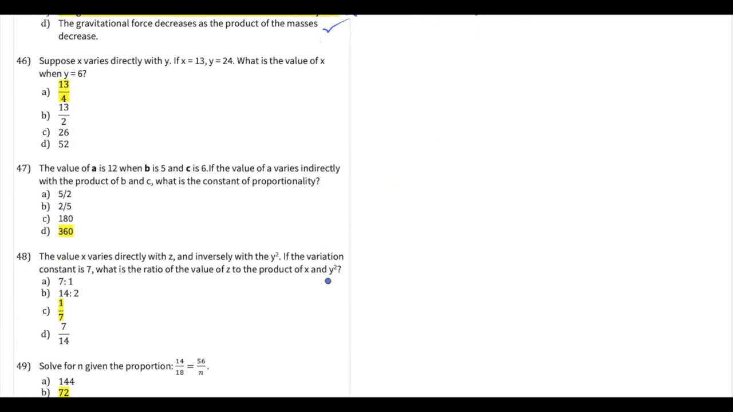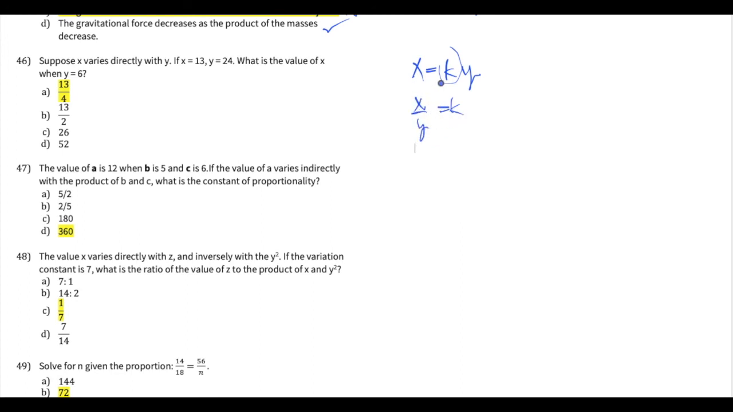Number 46. Suppose x varies directly with y. If x is equal to 13 and y is equal to 24, what is the value of x when y is 6? So, varies directly, ibig sabihin lang may direct proportion ka. O kaya naman, another way to think about it is if x varies directly with y, yung k mo is just always constant. So, ibig sabihin kahit anong value ng x and y mo, k is always equal to, divide both sides by y, x over y.